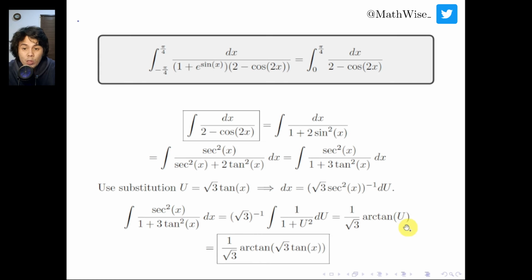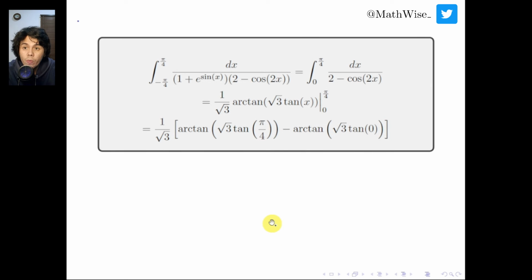And changing the u back to x, we have square root of 3 tangent of x. So this is equal to this. Okay, so we don't have an integral anymore. We have already computed the indefinite integral. So let us just plug in the boundaries from 0 to pi over 4. This is the result, right? The indefinite integral. So we have to plug in from 0 to pi over 4. We get this form right here. That is clear. So we have to compute each of these terms.